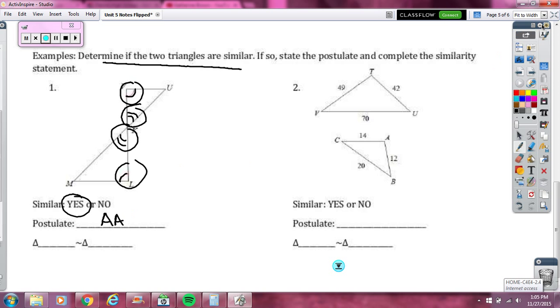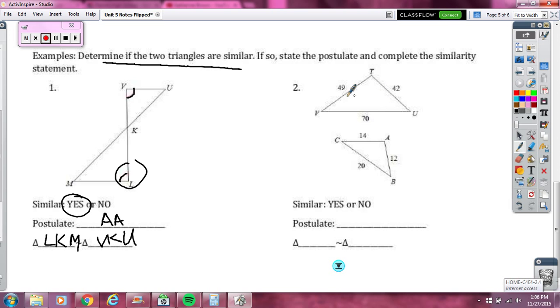And when I go to write the similarity statement, sorry, let me erase a little bit. Hard to see what letters I've got. L and V go together. So L, V. K matches up for both of them. And then M and U.